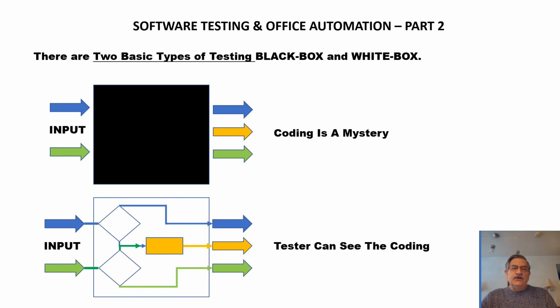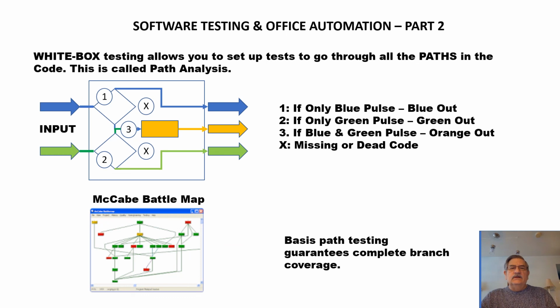But you'll see there's some code in here that's not getting used. There's nothing there. There's no error codes. There's no messages. It's dead code. And that's something that has to be addressed. And that's what I talk about over here, this dead code. Here's where I explain what I've been talking about. If only blue comes in, blue goes out. If only green comes in, only green goes out. And if they both come in, then this comes out and the missing code is here.